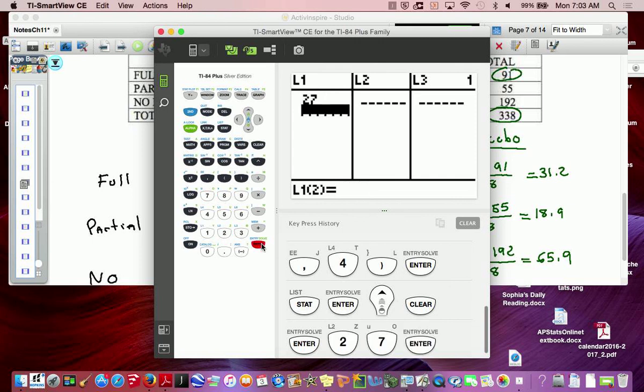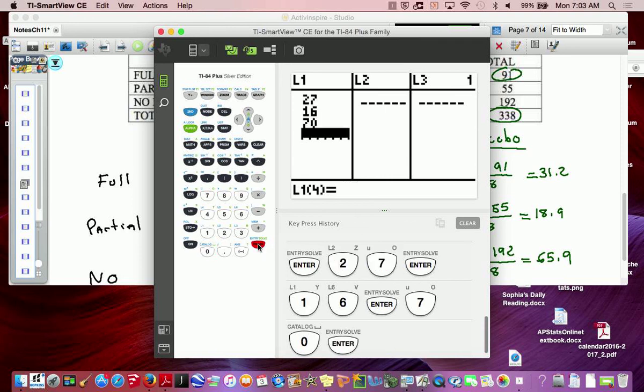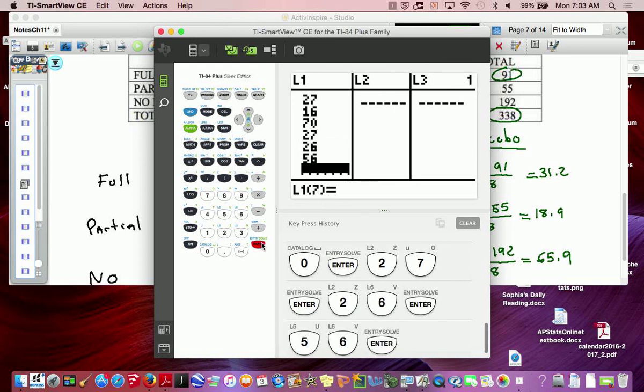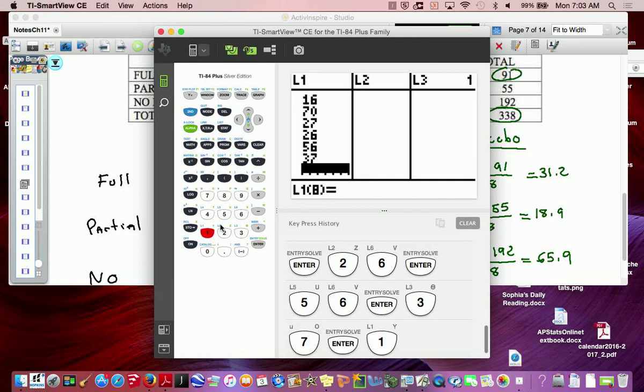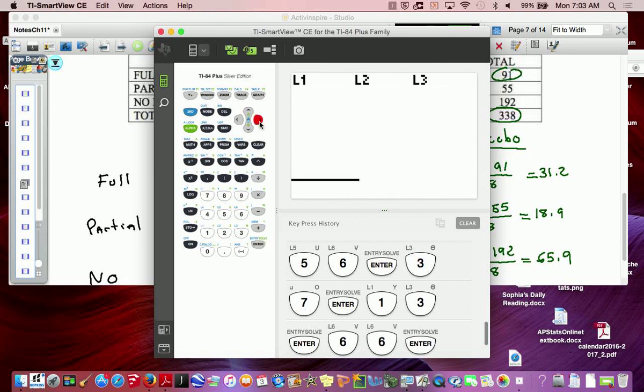27 and 16 and 70. So this is going to take a little time, but it'll probably be worth it. 27, 26, hopefully you're following along, 56, and I do the last column, 37, 13, and 66. Okay, so these are all my observed values, that top table.